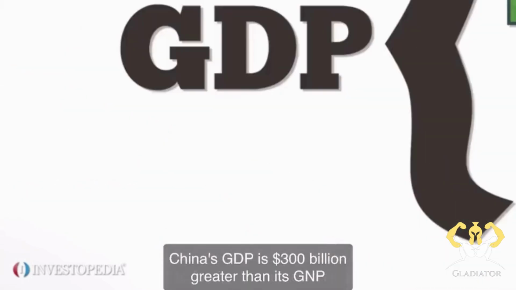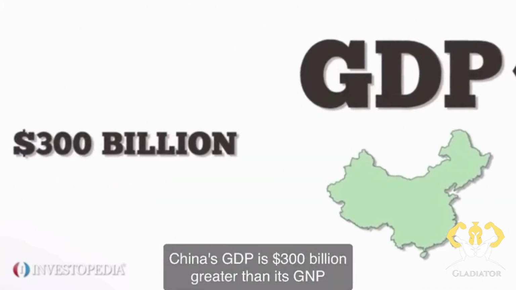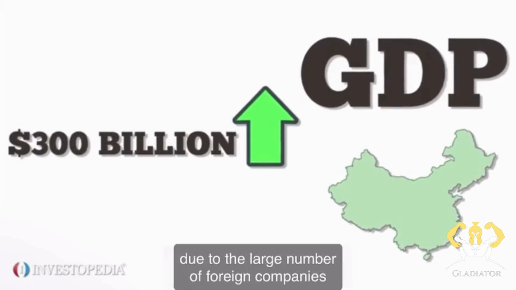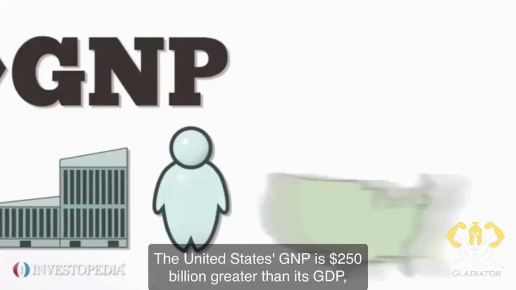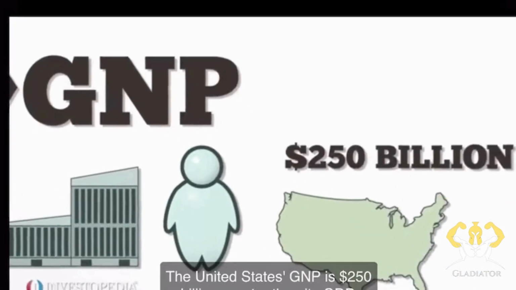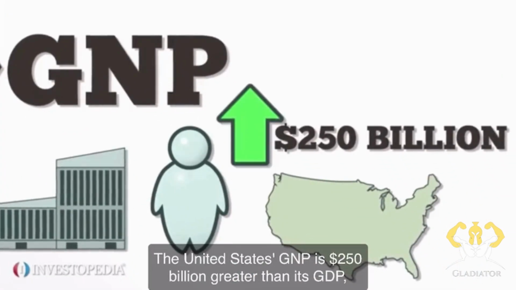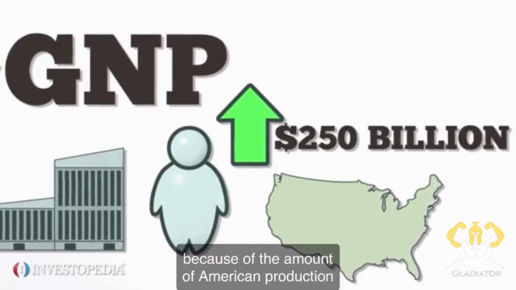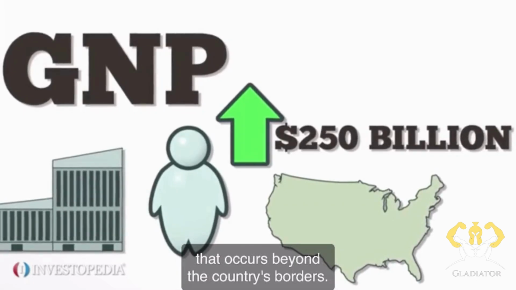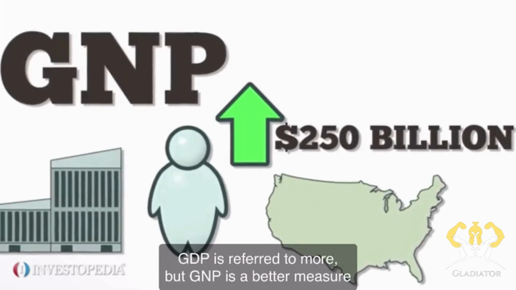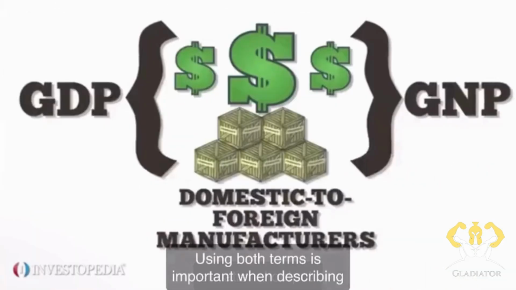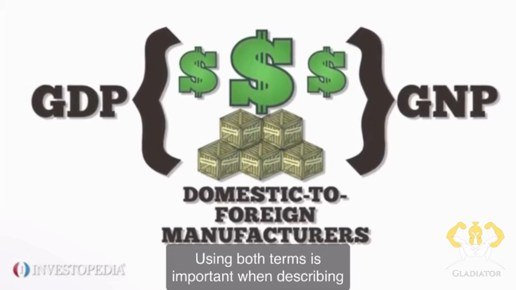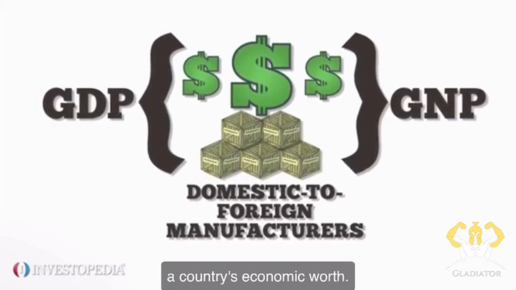GNP can be higher or lower than GDP depending on a country's ratio of domestic to foreign manufacturers. China's GDP is 300 billion greater than its GNP due to the large number of foreign companies operating within its borders. The United States' GNP is $250 billion greater than its GDP because of the amount of American production that occurs beyond the country's borders. GDP is referred to more, but GNP is a better measure of national output. Using both terms is important when describing a country's economic worth.